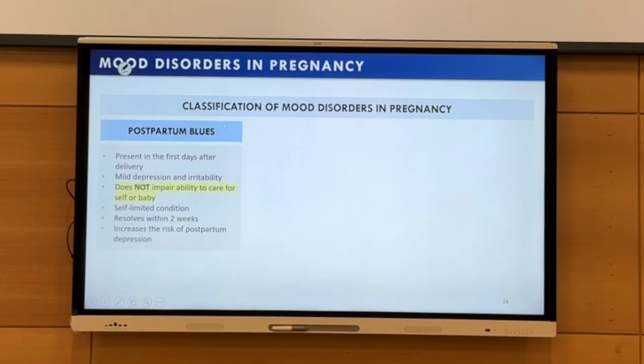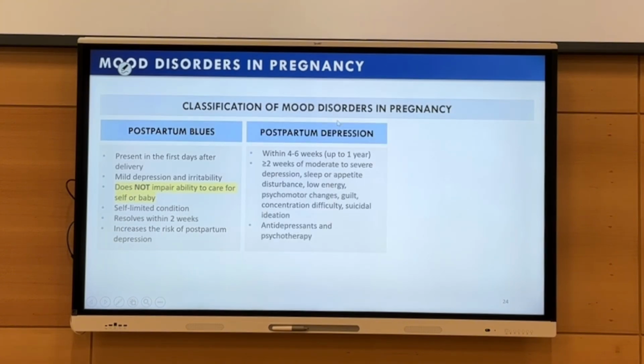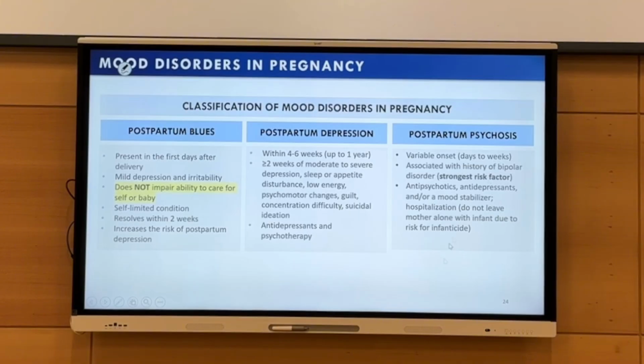For postpartum blues, the most important thing is that the features, mild depression and irritability, do not affect the ability to care for the baby. For depression, it is the same as clinical depression, same criteria, but with postpartum onset. In psychosis, they have psychotic features, and the most important risk factor for psychosis is personal history of bipolar disorder.